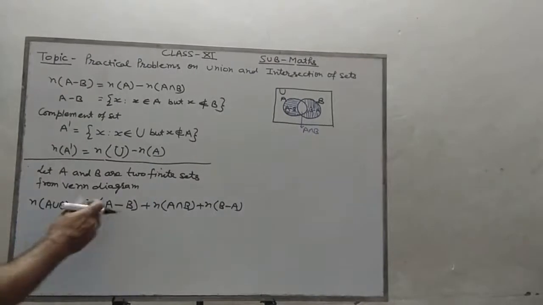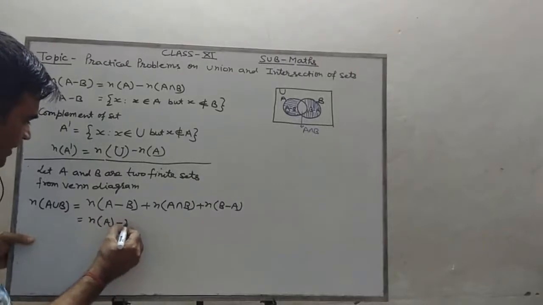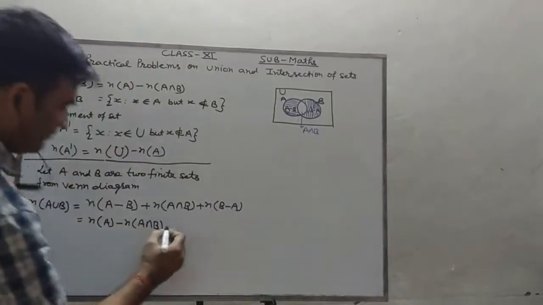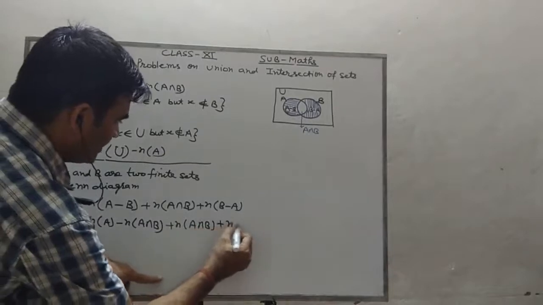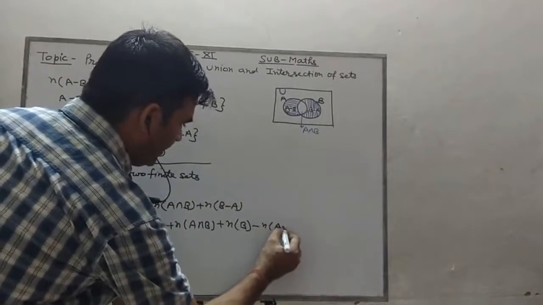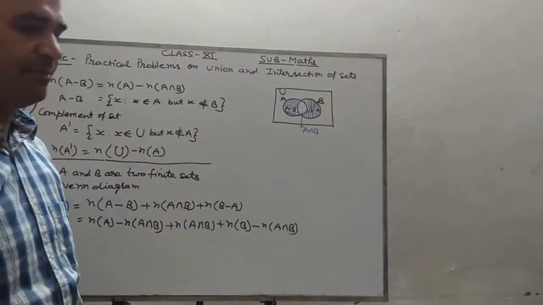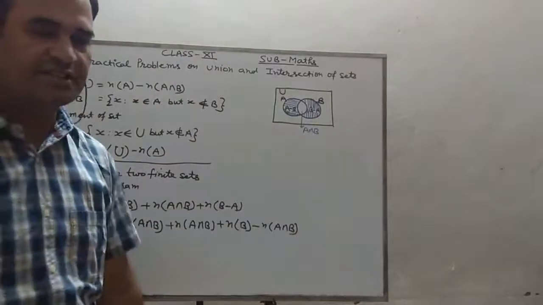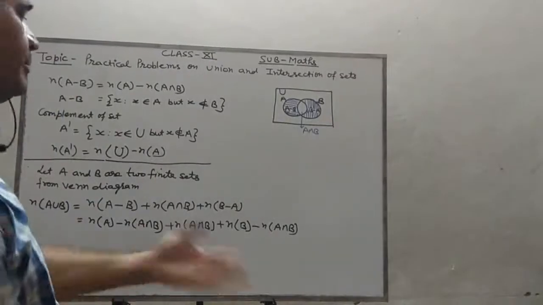By the definition of A minus B, we can write it as the number of elements in A minus the number of elements in A intersection B, plus the number of elements of A intersection B, plus the number of elements of B minus the number of elements of A intersection B. A intersection B or B intersection A, both are the same, as we discussed earlier in the properties of intersection, that the intersection of two sets is commutative.